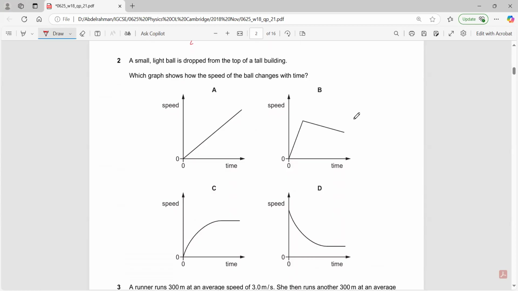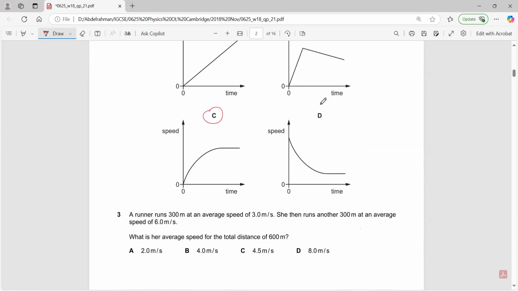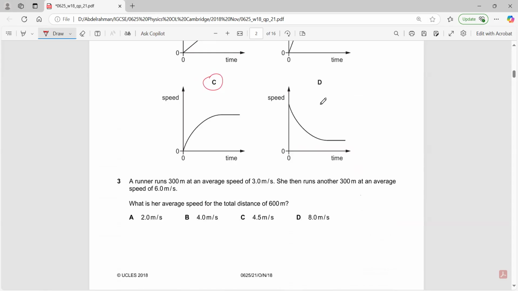The air resistance increases, and therefore the resultant force acting on the ball decreases, which means that the acceleration decreases, and eventually the acceleration becomes zero, meaning that the ball is moving at a constant speed, or the terminal velocity. So C would be the answer. C would be the correct answer because finally it reached the terminal velocity.